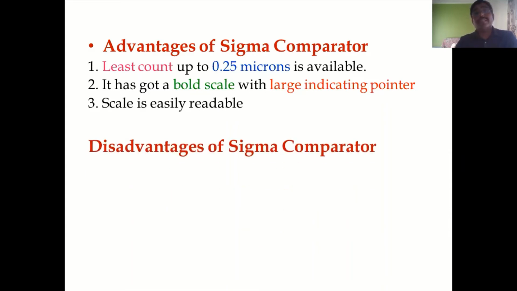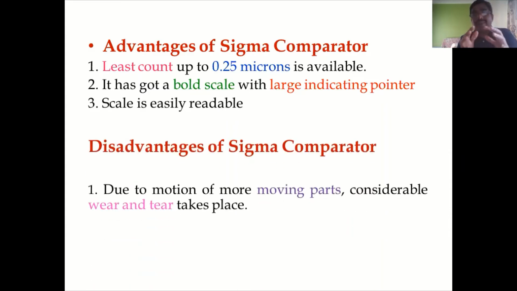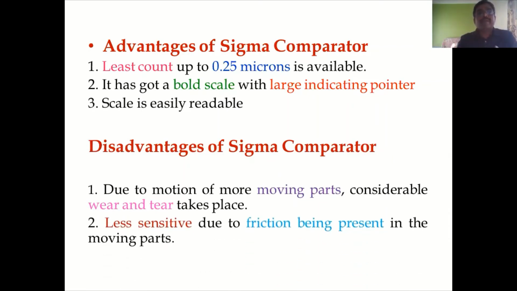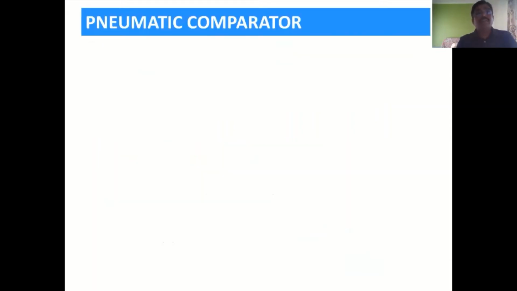Then as far as the disadvantage is concerned, as we know that there are a number of moving parts in that, and due to that reason wear and tear takes place. As there are more parts, naturally there will be more friction, and due to that reason the sensitivity of that equipment goes on reducing. Yeah, this is the next comparator, which is a pneumatic.